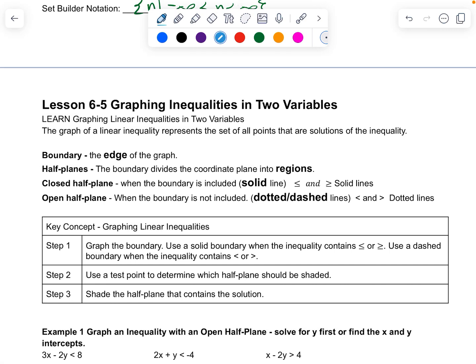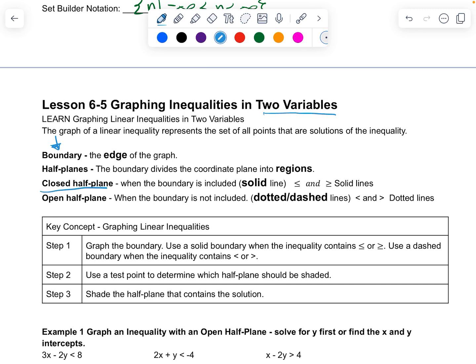Okay, so now that we've done absolute value within an inequality, we're now going to deal with two variables. When you draw a line on a coordinate plane, that line is called the boundary. Each plane that it cuts it into, the plane above and the plane below, those are called half planes, or regions.